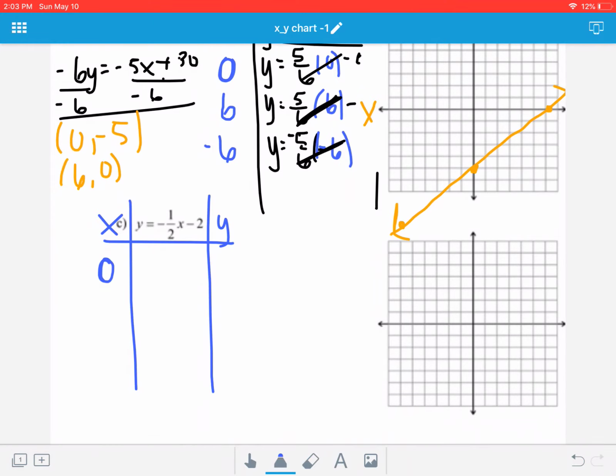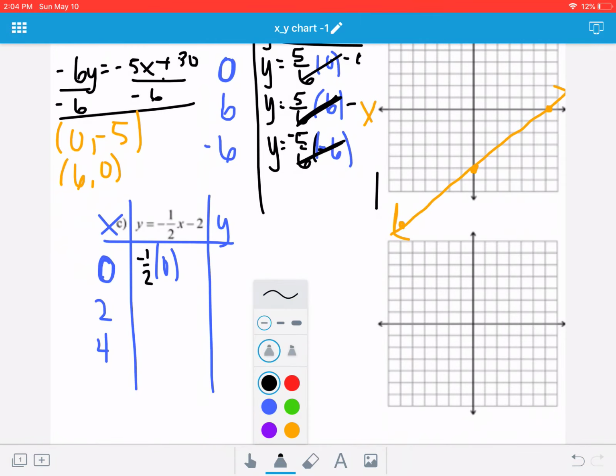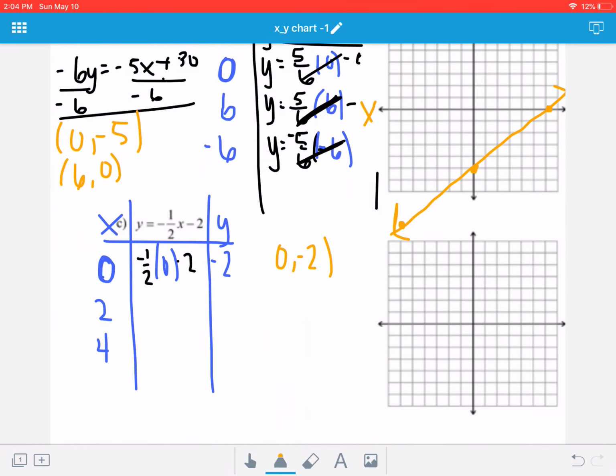Best thing to choose for x, 0. If you look in your equation, y equals -1/2 x minus 2, we're taking the x values times -1/2. So I would recommend using even numbers because even numbers are evenly divisible, or multiples of a half. So I'm going to go plus 2 and plus 4. Why? I don't know. That's just what I picked. Okay, so -1/2 times 0 minus 2 would give us -2. So that's the ordered pair 0, -2.